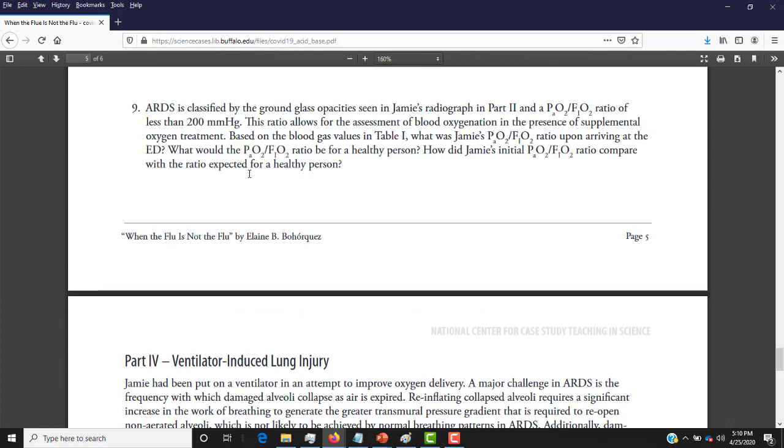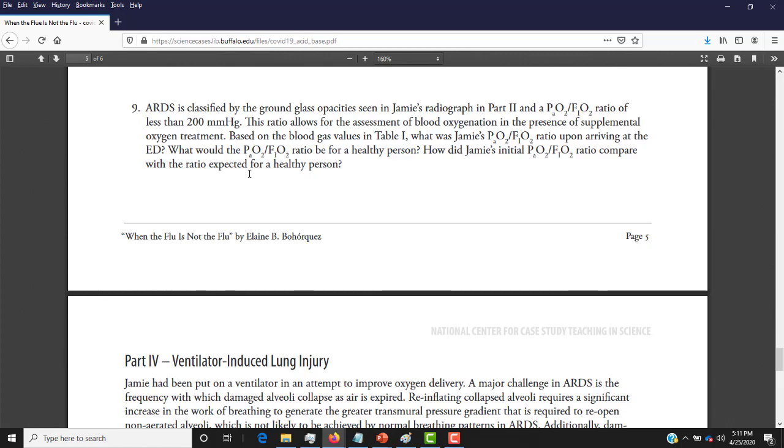This question seemed to be the most challenging one out of all 10 because it gave me the most variety of answers, and there were many answers that didn't address the question that was being asked. You are given some background information first, which is important. ARDS is classified by the ground glass opacities that are seen in Jamie's radiograph and a ratio of partial pressure of oxygen to the fraction of inspired air, and that ratio is less than 200 millimeters of mercury. This ratio allows for the assessment of blood oxygenation in the presence of supplemental oxygen treatment.